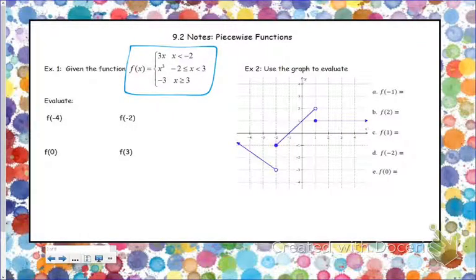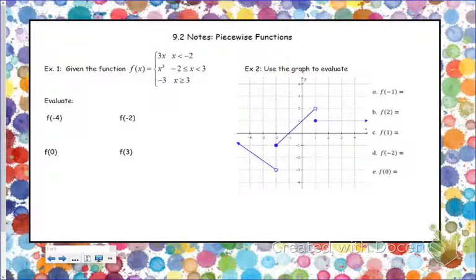So you see f of x, which we know is a function, and then you see that bracket with 3 different functions, and each of those functions has a different interval. So the way that this is read, it tells us that this graph is going to look like the graph y equals 3x on the interval when x is less than -2. This graph is going to look like x cubed in between the x values of -2 and 3, and this graph is going to look like y equals -3 when x is greater than or equal to 3.